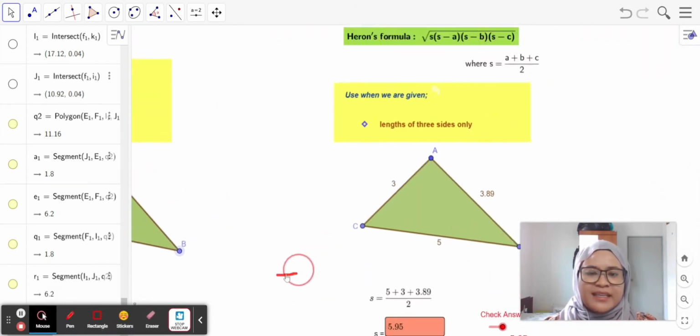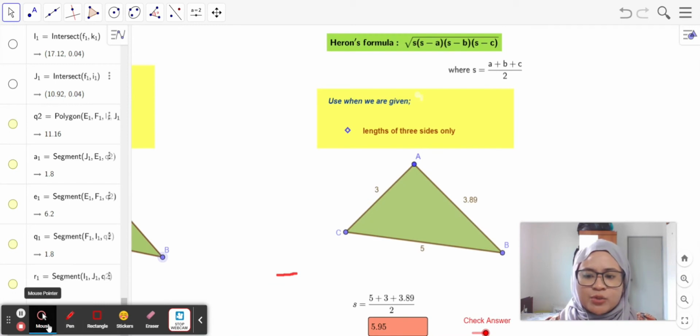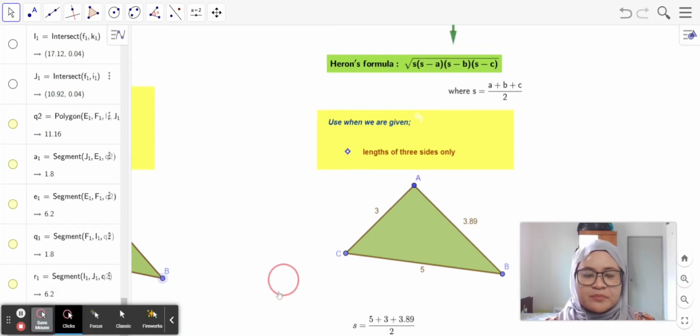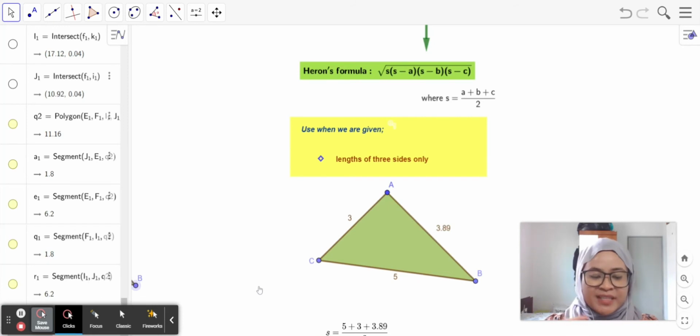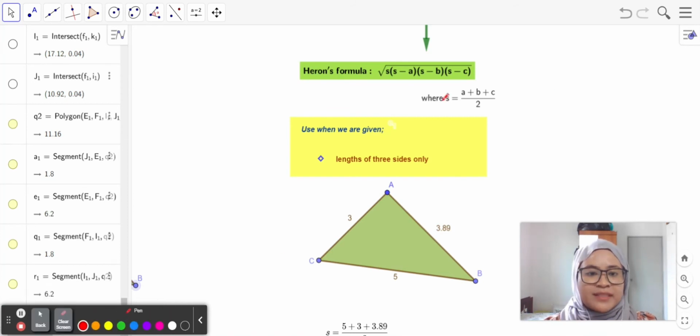Okay, and the other formula that you can use to solve for the area of the triangle is Heron's formula. To use Heron's formula, the first step is to find the semi-perimeter S. The small letter S means the semi-perimeter of the triangle.